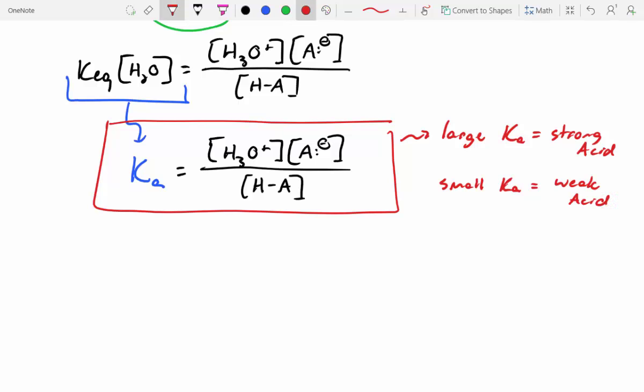This can be a little ambiguous. How do we define strong and weak? That's up to some interpretation, right? What we'll do is we'll take a look at some examples, and then we'll try to come up with a term that's a little bit more clear.